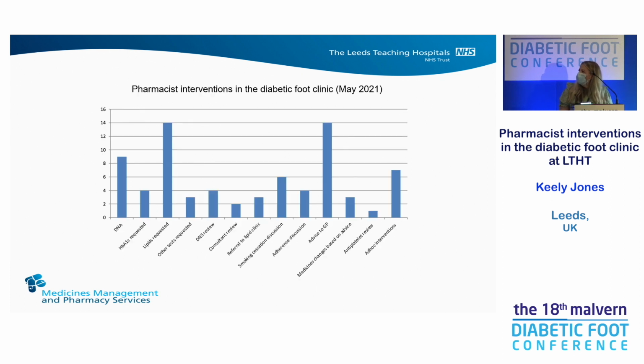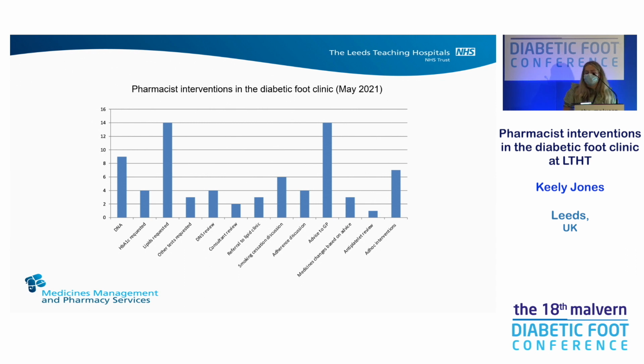This graph shows the interventions that we made in the first month of being in clinics. Out of 42 patients, 9 unfortunately did not attend clinic, but if there were any actions needed, either from being in clinic or in the future, that was communicated to the GP. You can see there's a lot of HbA1c and lipids requested, so prompts for those to be done, as well as requests for reviews by other members of the MDT.